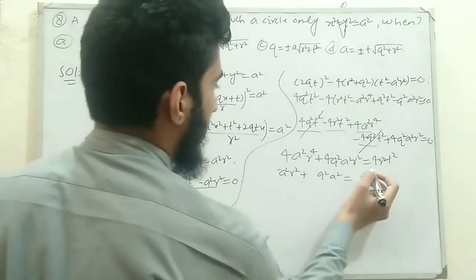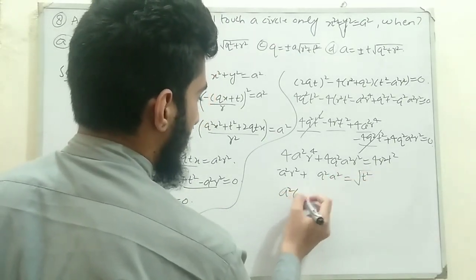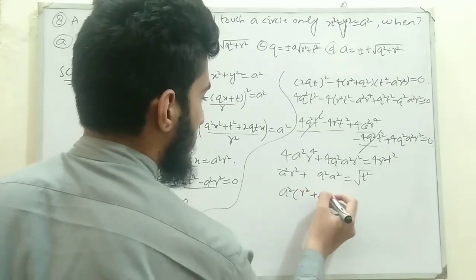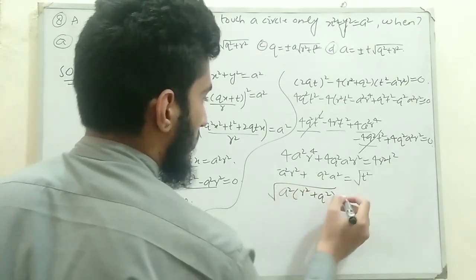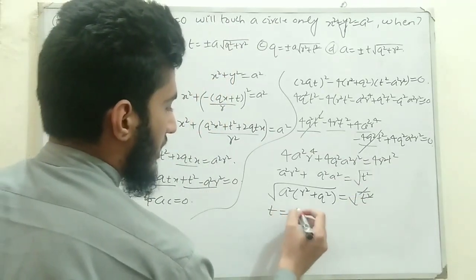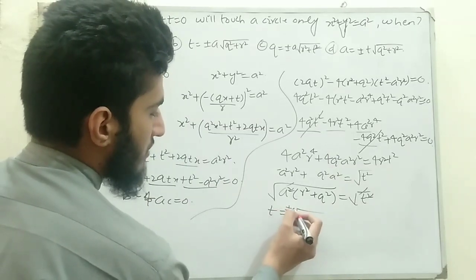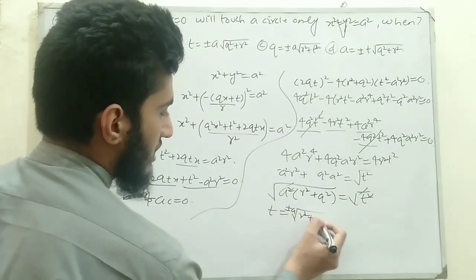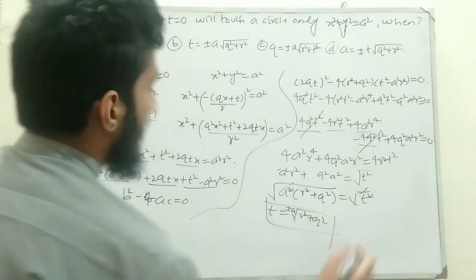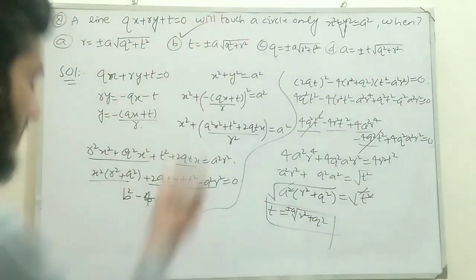After this, take under root on both sides, and also take out a square common from over here, so it becomes a square times r square plus q square, and take out under root is equal to under root t square. So the value of t is equal to under root a square, which will cancel out with under root, so a comes out from under root, so plus minus a, and inside we are left with r square plus k square. So this is the condition: t is equal to plus minus a under root of r square plus k square. So option B is the correct option.